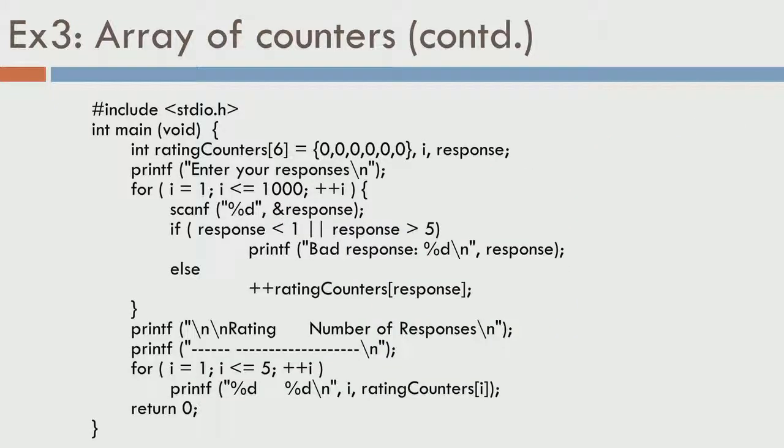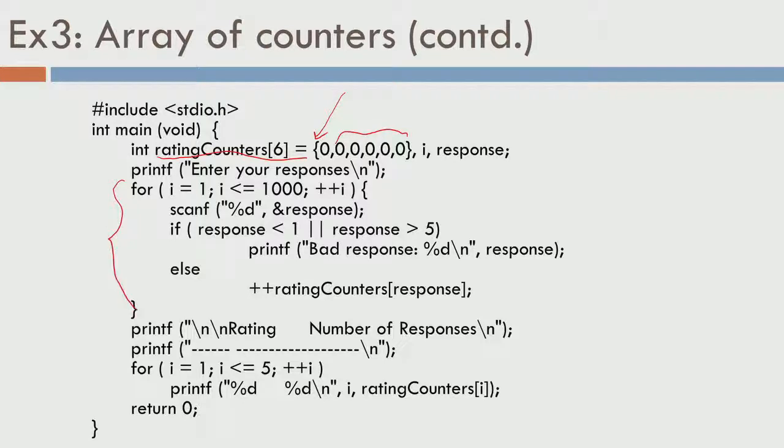So, let us see how a program of this kind will work. I have int rating_counters[6]. As I said earlier, I am going to accommodate 6 locations, but the actual entries that I am concerned about are rating_counters[1] to rating_counters[5]. So, even though I have initialized this to 0, I am not really going to touch rating_counters[0] at all. I am going to touch rating_counters[1] to rating_counters[5].